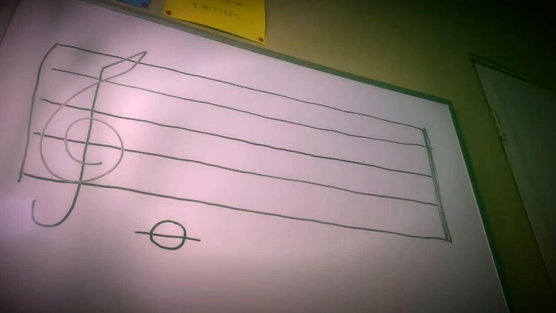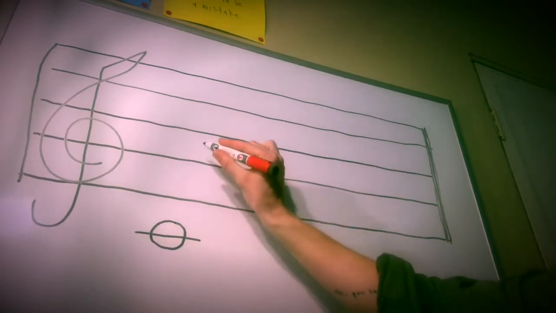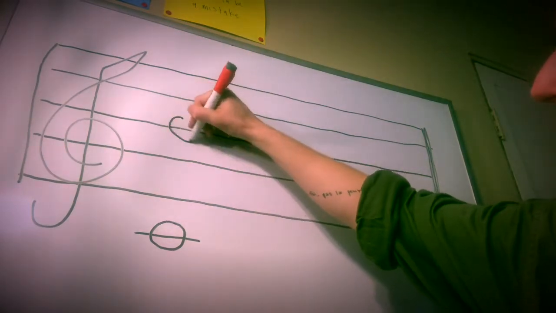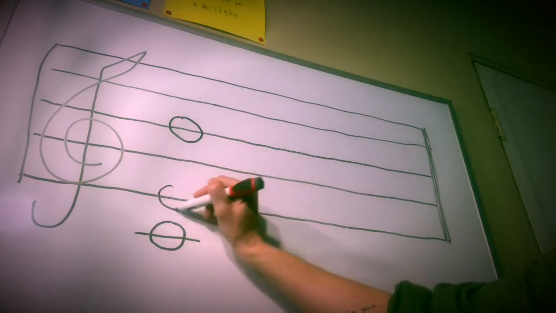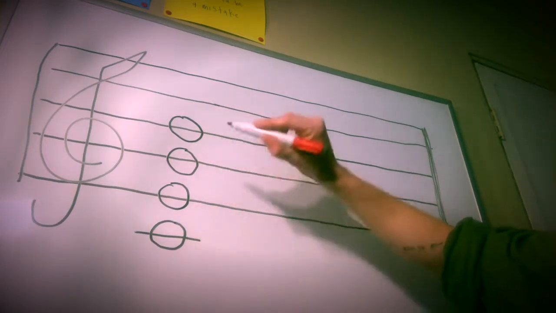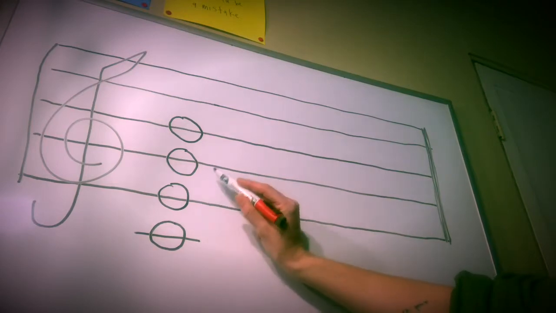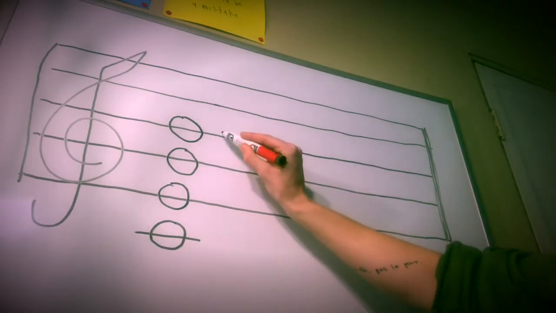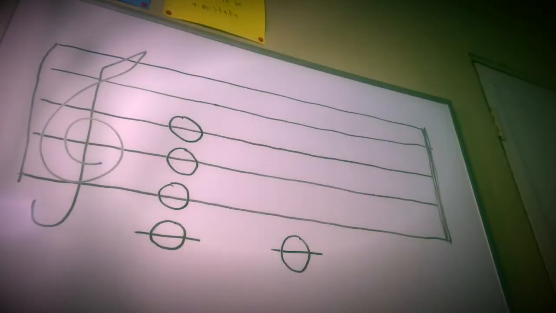Let's start by finding the interval of a 7th from C. 1, 2, 3, 4, 5, 6, 7. If we fill in our C major triad between C and 7, we see the root, 3rd, 5th, 7th. Root, 3rd, 5th, 7th.